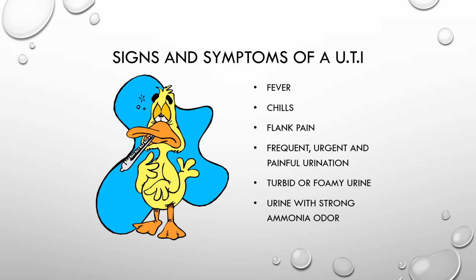The signs and symptoms of a urinary tract infection are quite a few. For example, you could have a fever, chills, flank pain or a heaviness of the abdominal region, frequent, urgent, and painful urination. I always think of that movie, The Green Mile, when Tom Hanks had a urinary tract infection and he compared it to peeing needles. Turbid or foaming urine, and then urine with a strong ammonia odor, and then other symptoms would be nausea.